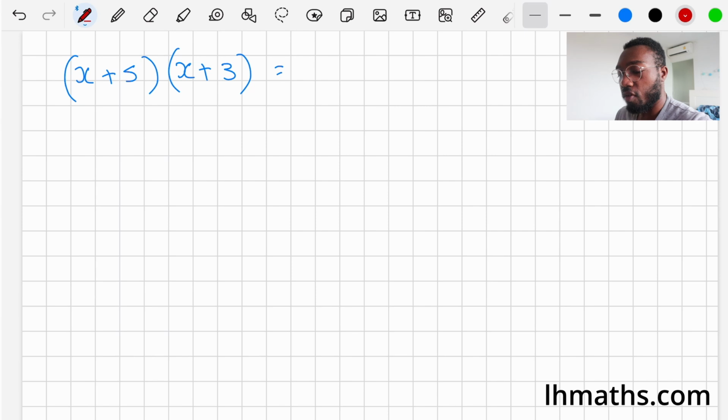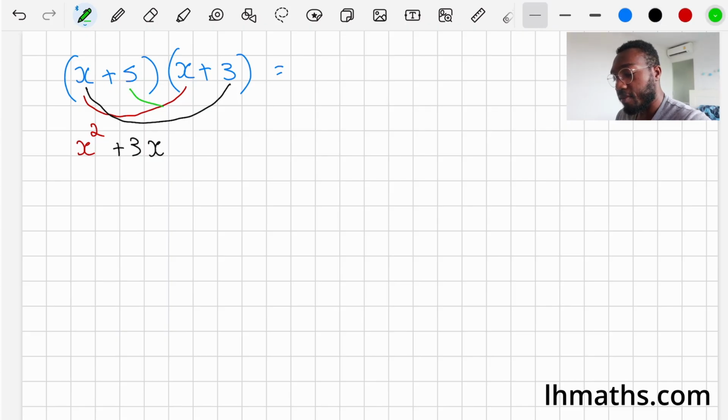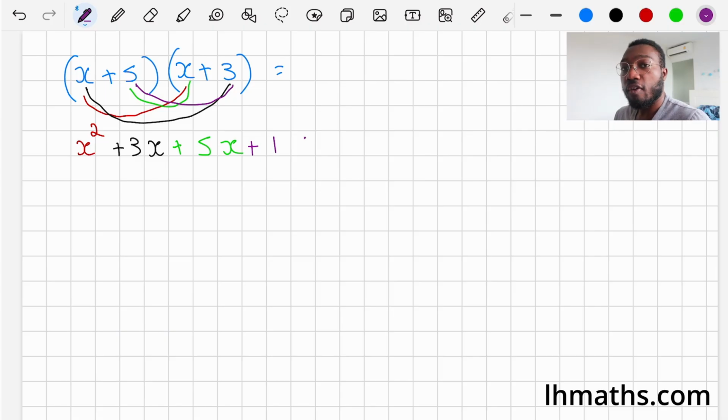Well, we just need to multiply each bracket out and all the values within those brackets. First things first, we want to do x times x. It'll be this x times this x, which will give us x squared. Then we will do this x times the 3. That will give us positive 3x. And then we want to do this 5 times x, and that will give us 5x. And then lastly, we want to do the 5 times the 3, and that will give us positive 15.